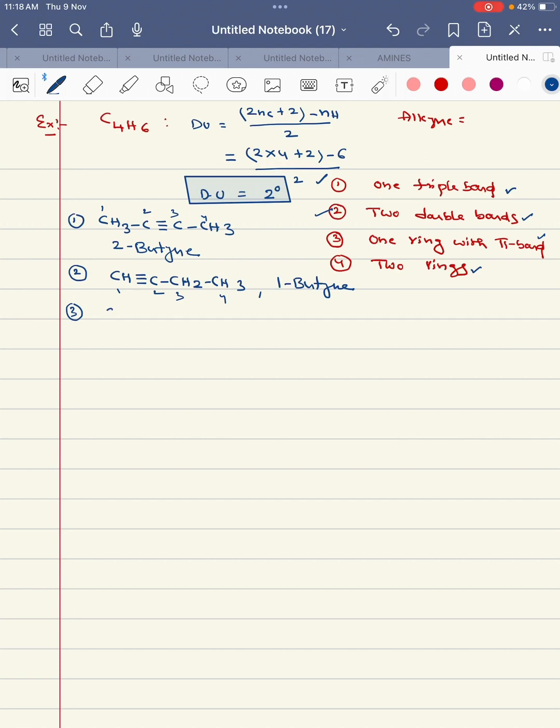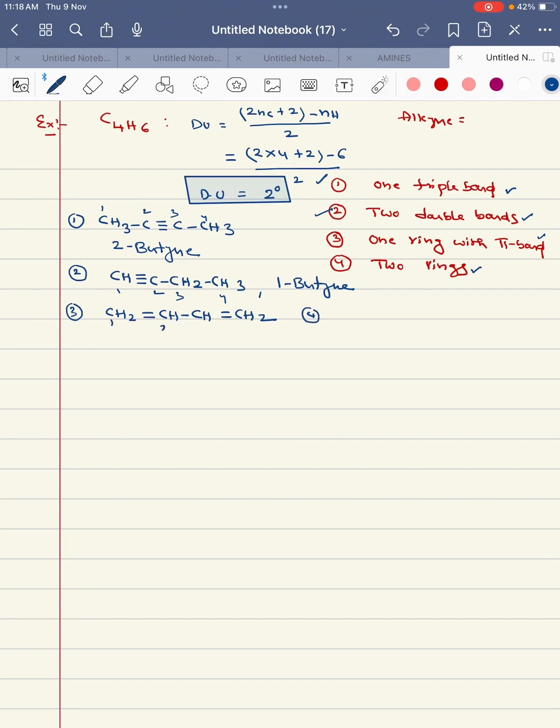Two double bond compounds. See that, it is CH2 double bonded to CH, CH double bonded to CH2. Now, how many double bonds are there? How many pi bonds will come? Two pi bonds are there. So the two pi bonds are equivalent to one triple bond.